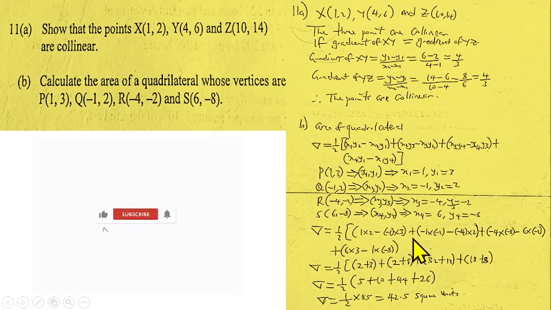That will give us 2 here, and this one will give us plus 3. This one will give us plus 2. This one will give us plus 8. Then this one will give us plus 32, and this one will give us plus 12. This one will give us 18, and this one will give us plus 8. And if you simplify that further, we have 5 plus 10 plus 44 plus 26, and that will give us half of 85, and that will give us 42.5 square units as the area of this quadrilateral.